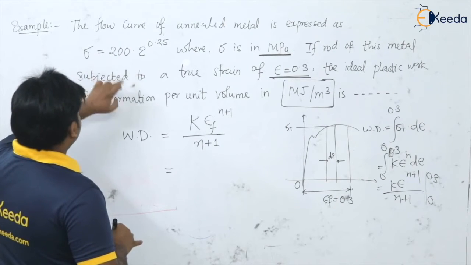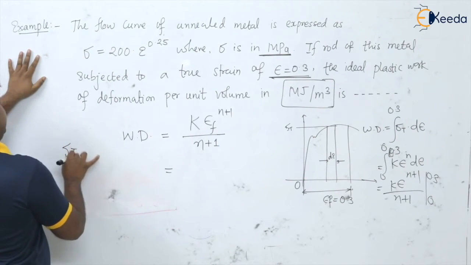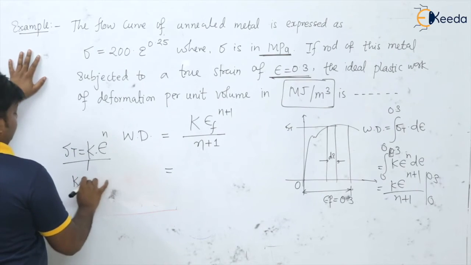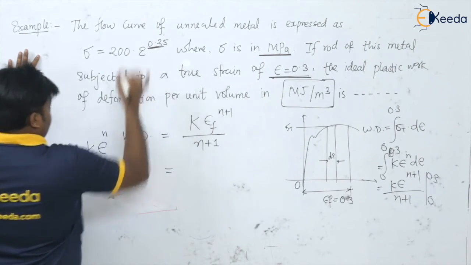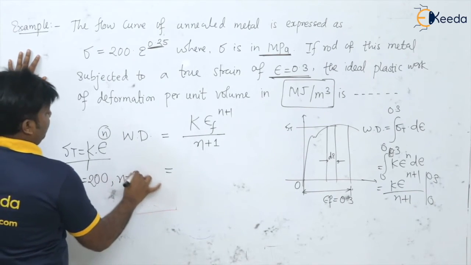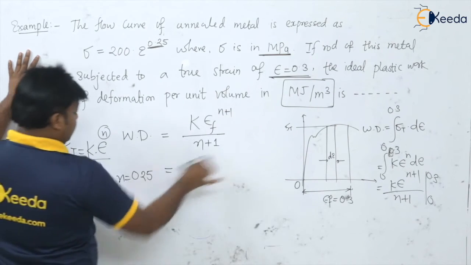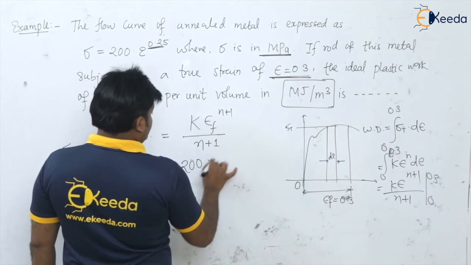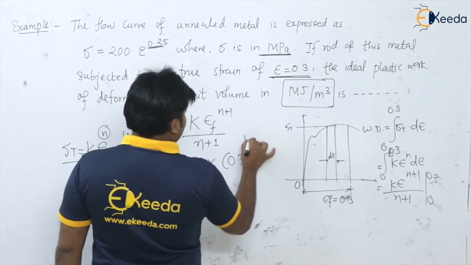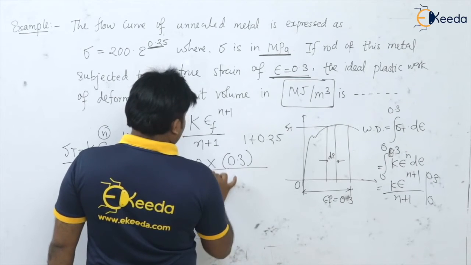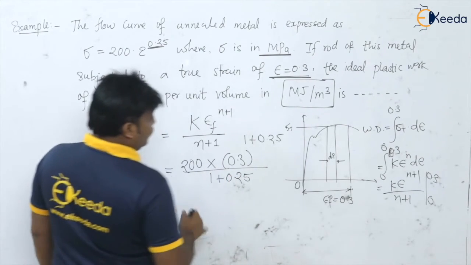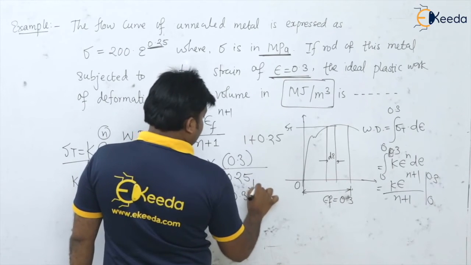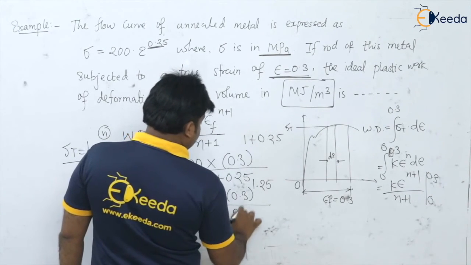So K is how much? Compare: we know that sigma t is equal to K into epsilon to the power n. So K here is 200, and n here is 0.25. And epsilon f is given as 0.3. So put the values here: K is 200 into epsilon f, 0.3, to the power 1 plus 0.25, divided by 1 plus 0.25. So we get 200 into 0.3 to the power 1.25 divided by 1.25.